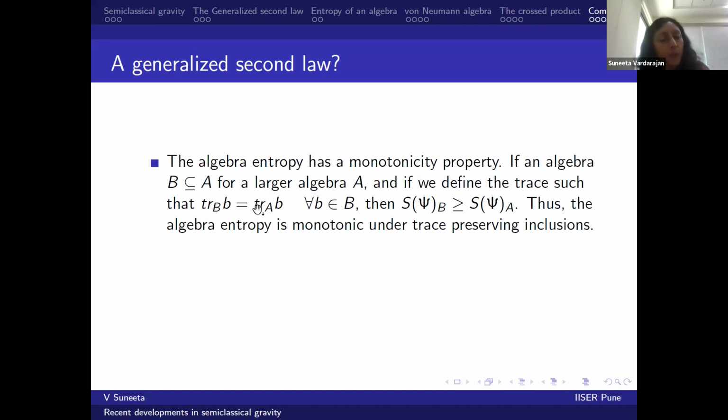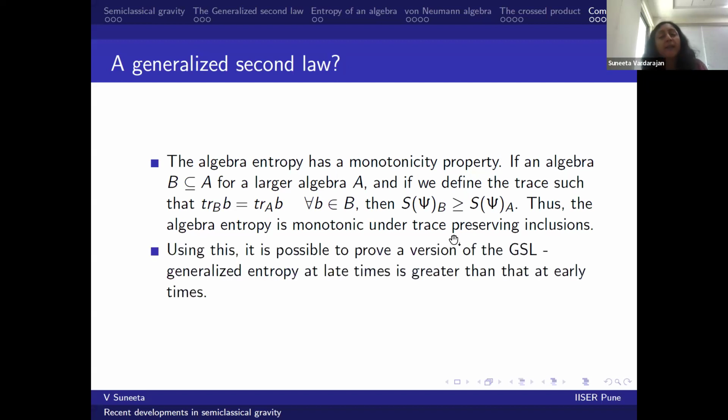Now, if you have this property for the trace, and with the trace you compute the algebra entropy, then the algebra entropy of B will be greater than or equal to the algebra entropy of A. This is the monotonicity property: algebra entropy is monotonic under inclusions B subset of A which are trace preserving. This is a technical property of the algebra entropy.